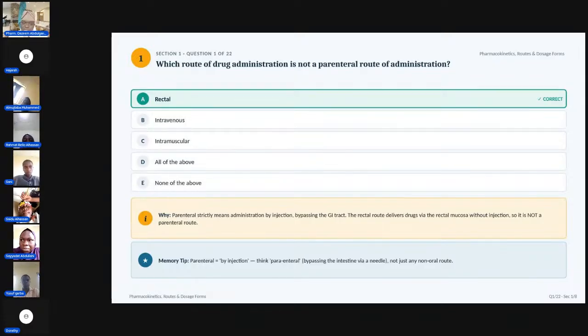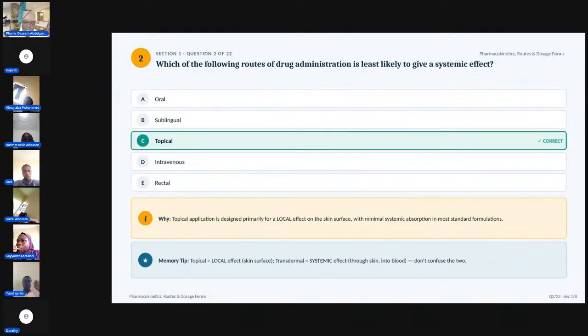So that's what I'm trying to do with this class. The next question is, which of the following routes of administration is least likely to give a systemic effect? Least likely. I want you to just look at the English now. Least likely means the likelihood of it having a systemic effect is very low.